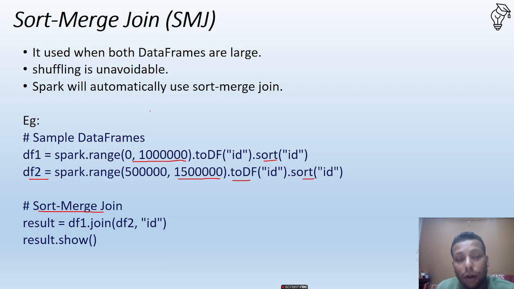So this is what Spark normally applies on all large data sets, and if one of the data sets is small as compared to the others, then we can go for broadcast join.